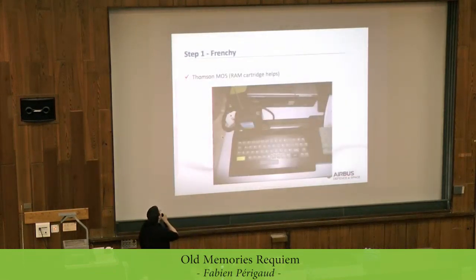So this was the first challenge. We were only given this picture, and we had to find which computer it was. So this one was a Thomson MO5. It was possible to find it by looking at the RAM cartridge and then Googling the text on it.